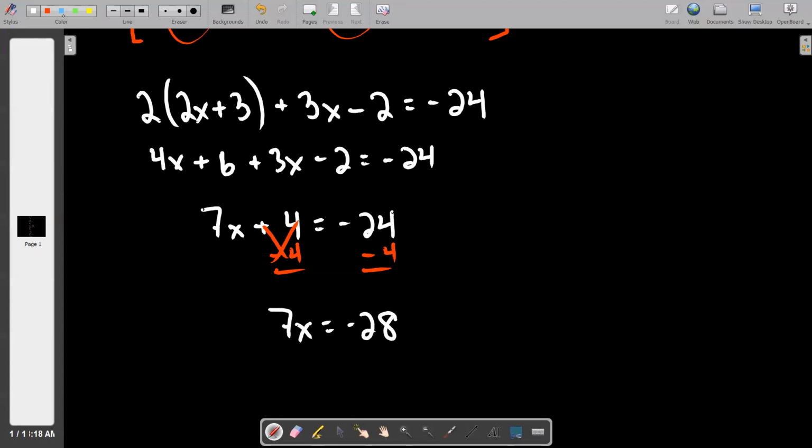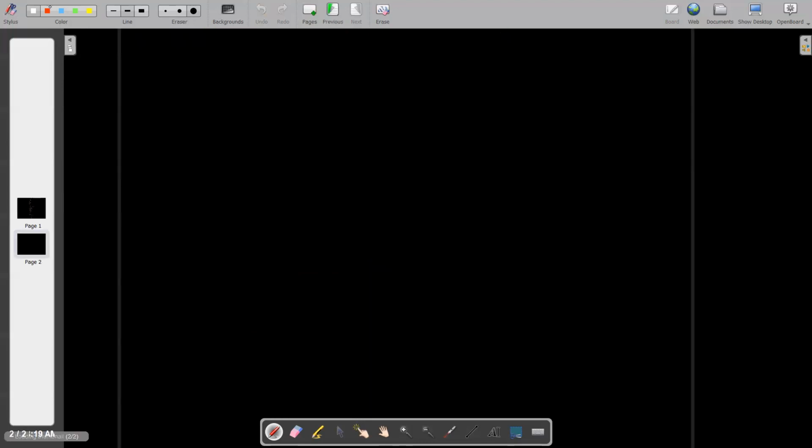Last step. And we're left with x equals, is it good or bad? It is. This is a nice one. We get x equals negative 4. Any questions on that? Next one.